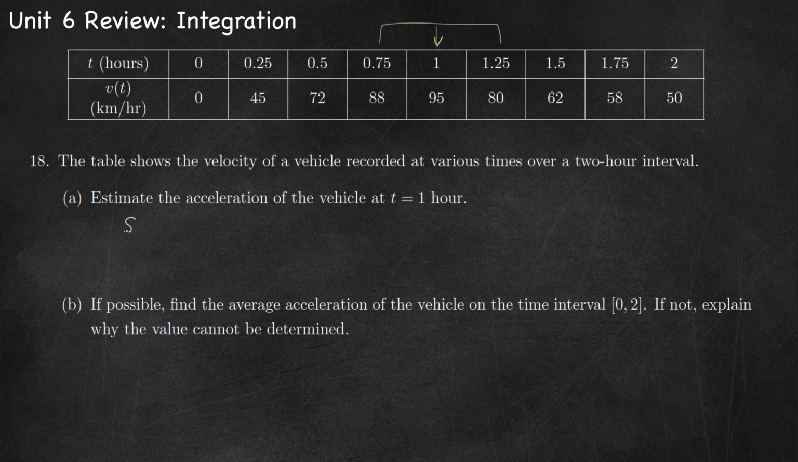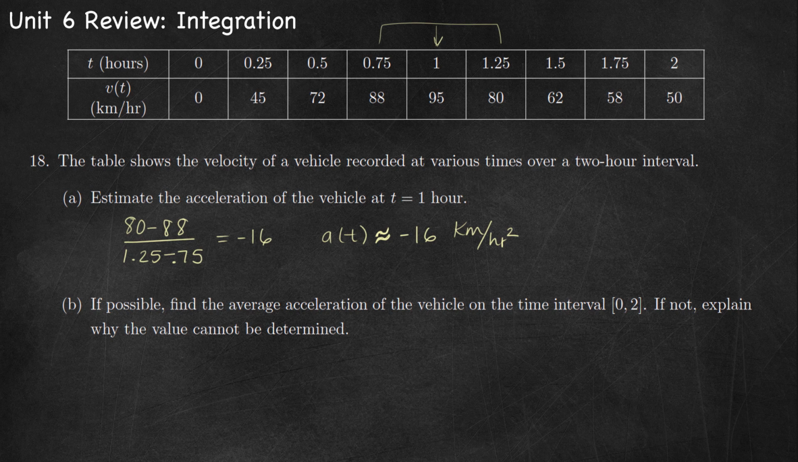So we'll do 80 minus 88 over 1.25 minus 0.75, which is negative 16. So a of t, I'm not going to write a of t equals negative 16 because we don't know that for sure. This is just our estimate. So we're going to say it is approximately equal to negative 16. And we can figure out our units here, so let's do that. If velocity is kilometers per hour, then acceleration will be kilometers per hour squared.